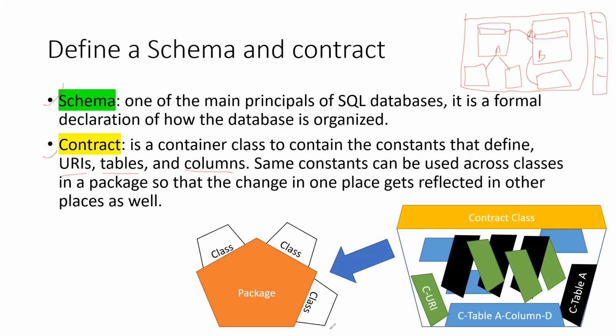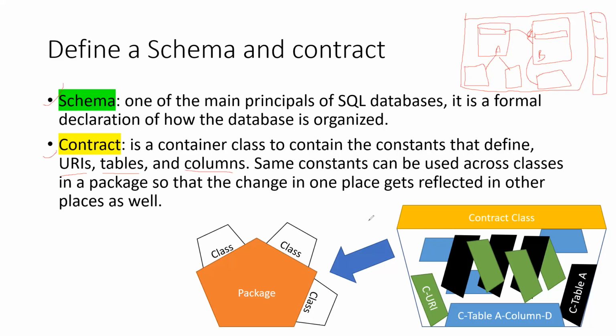Just imagine you have a package that you're maintaining in your code, and in your package you have multiple classes, and all of the classes want to use the constants which are there in a contract class. The advantage of this is that if you make a change into a column, that change, represented by this constant of table A column D, will be reflected across the classes. You don't need to go to each individual class to update it. So a change in one place gets reflected in other places as well. So this acts as a global thing.